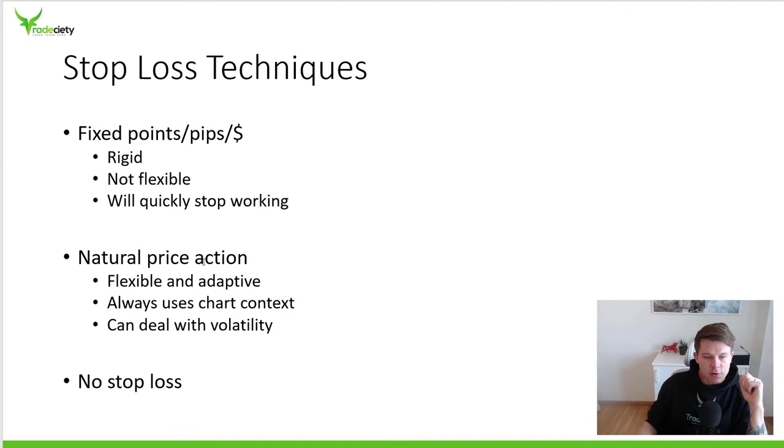This is what Bruce Kovner also recommends, and this is what I'm going to show you: natural price action stop loss. They are flexible, they are adaptive, because you always place them based on chart context, and you can deal with volatility. When the market changes, and this is a guarantee, it's a certainty, the market will change over time, then a stop loss that is placed on natural price action will always be changing with it.